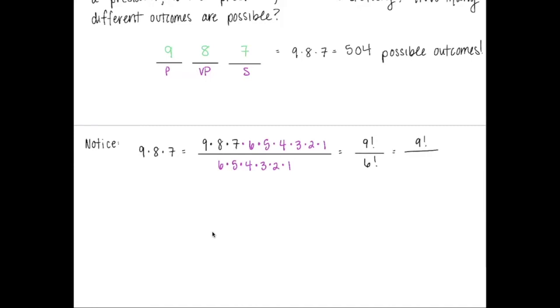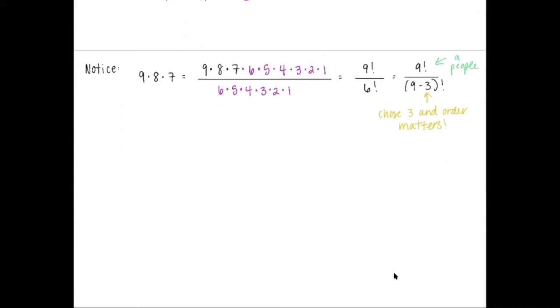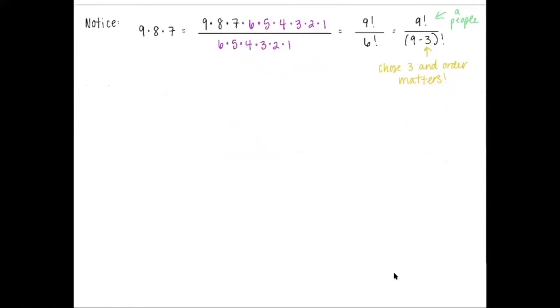And if you noticed, we had 9 people. From them, we chose 3. Well, 6 is 9 minus 3. So in the numerator, this represents the 9 people. From those 9 people, we chose 3. And that order matters. When the order doesn't, that'll be the next formula from section 11.8.